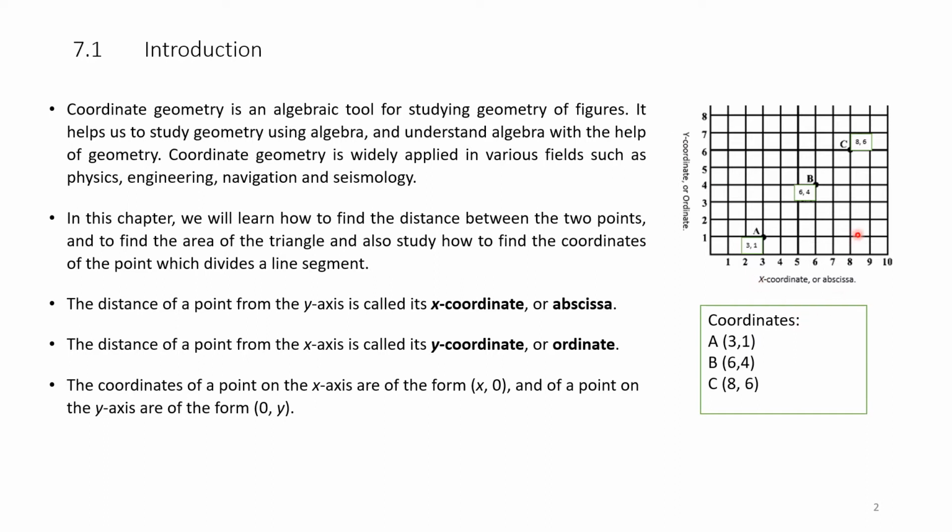So, these points as I explained you earlier, coordinates of points are A is 3 comma 1 and B is 6 comma 4 and C is 8 comma 6. These are the basics and fundamentals of coordinate geometry.